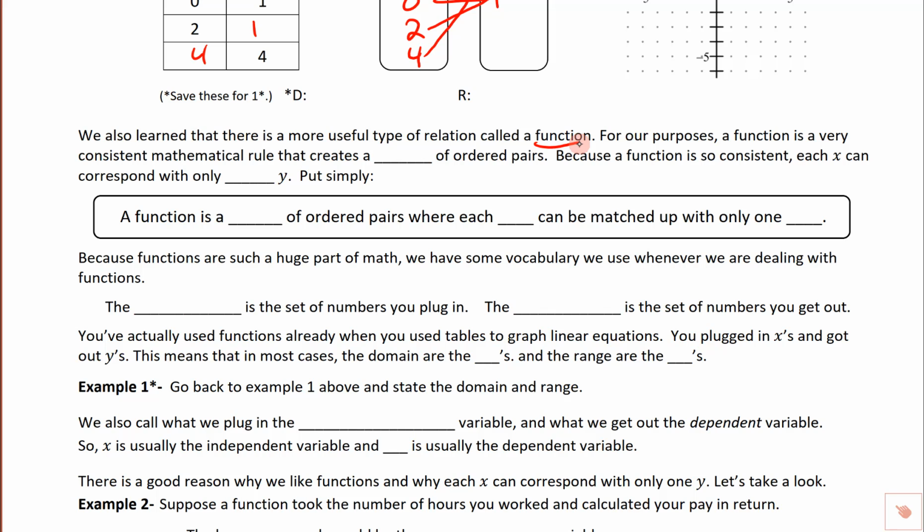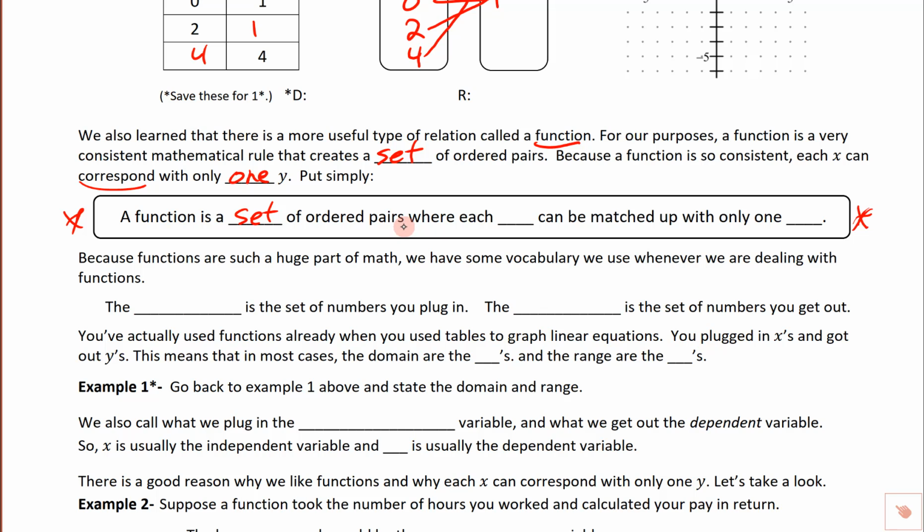So for our purposes, a function is a very consistent mathematical rule that creates a set of ordered pairs. And because that function is so consistent, each x can correspond with only one y. Now, when we say correspond, we're going to try and change the wording on this so maybe it makes a little bit more sense. So let's write it like this, and you'll notice that we've got a box around this. So let's go ahead and put a star right here. This is probably a good thing to remember. A function is a set of ordered pairs. Now, if we stopped right there at set of ordered pairs, that would just be a relation.